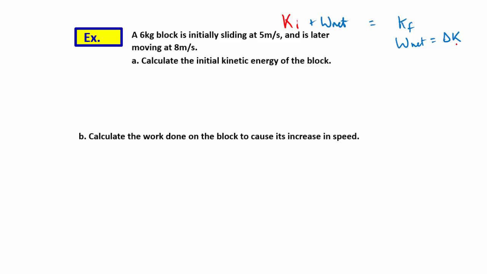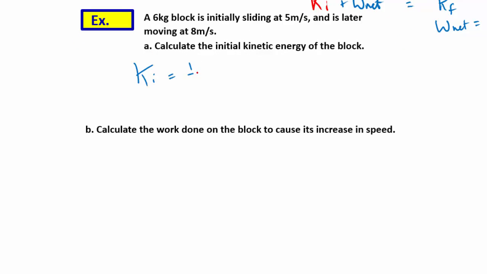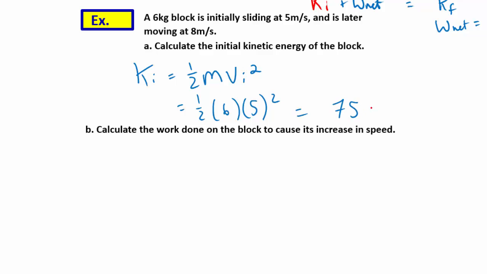So the first question says calculate the initial kinetic energy of the block. So to find the initial kinetic energy, I take my equation 1/2 mv squared, and I'm going to go ahead and look at my object. The mass was 6 kilograms. It was moving 5 meters per second. And we're going to get that that object had 75 joules of kinetic energy to start.